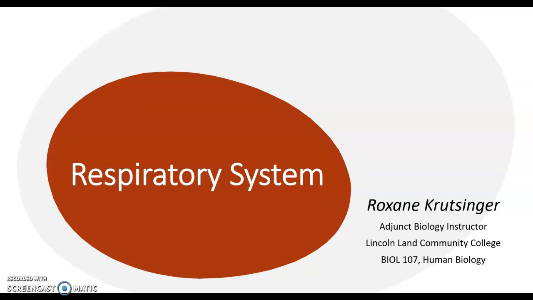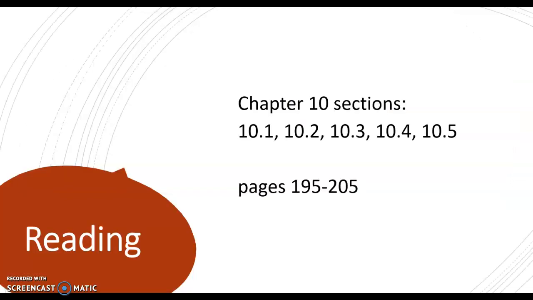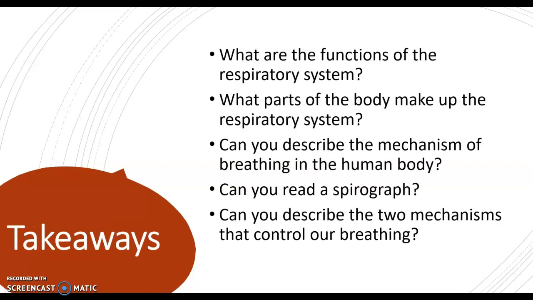Okay, chapter 10 of our book covers the respiratory system. We are going to be looking at sections 1 through 5. As always, we want to know what the functions of the respiratory system are and what parts of the body make up the respiratory system. You should be able to describe the mechanism of breathing in the human body. So what brings air in and what causes air to go out of the body.